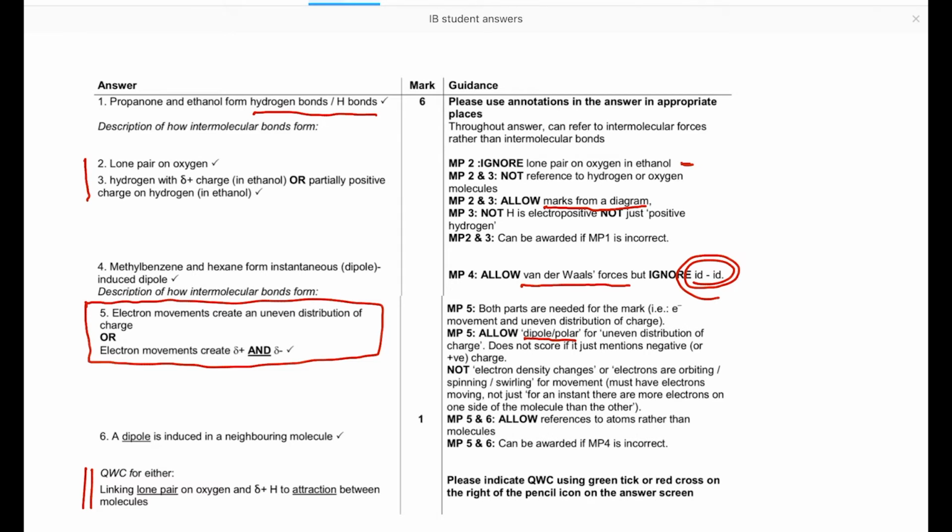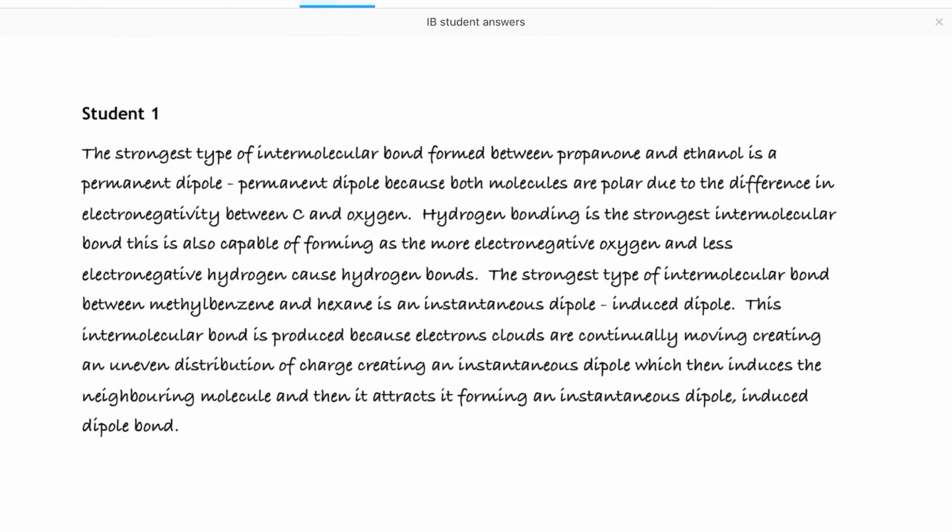Electron density changes, electrons orbiting, spinning, swirling. This is really common language in student answers and it's meaningless. So we don't want to see that, and we certainly don't want you to be writing that. So language, absolutely key here. So please take a minute to read through this answer, pause the video, have a look at the mark scheme, make your own choices first, highlight the bits of the answer that you're going to give marks for, and bear in mind everything that I have said before.